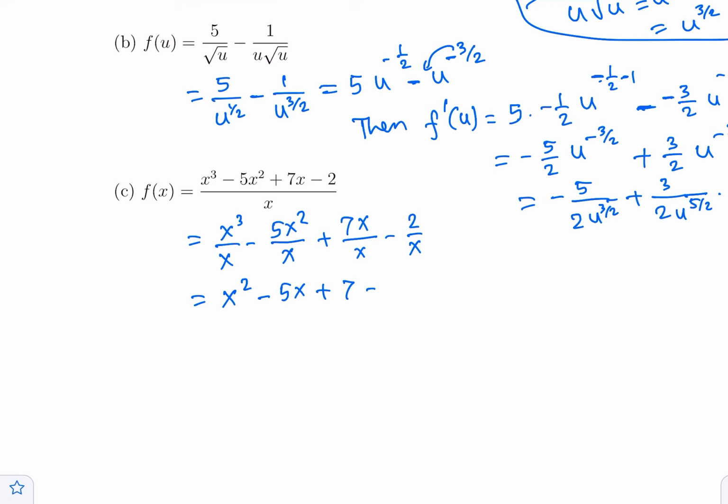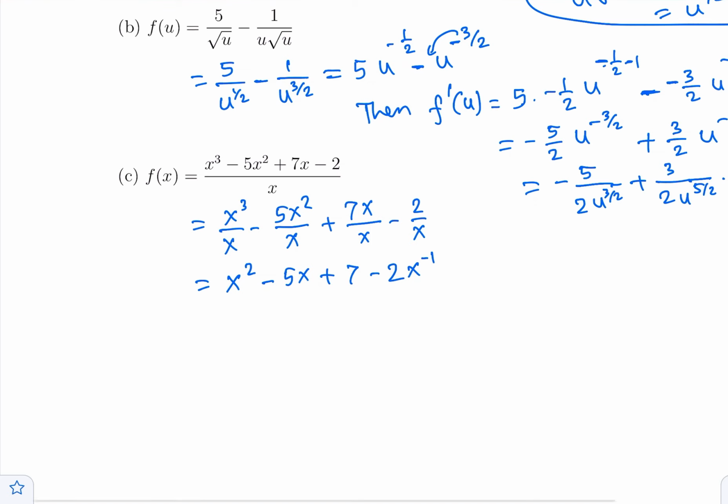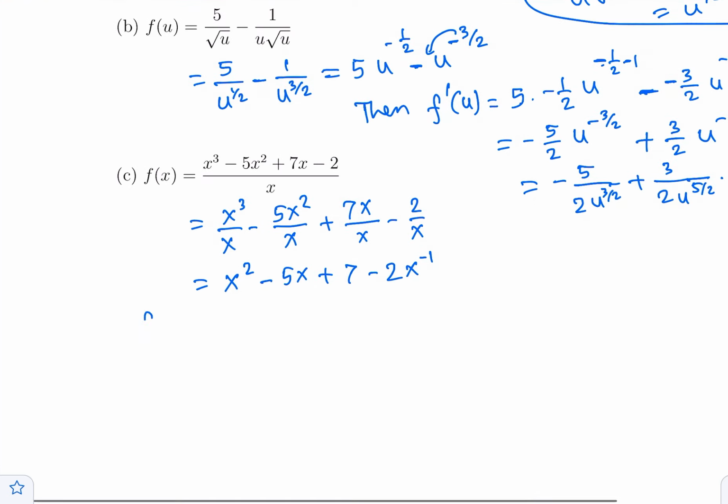x means x raised to 1. So we need to move it up so that we can get rid of this fraction. So 2x to the negative 1. Now we rewrote this fraction without the bottom. We are now ready to take the derivative.